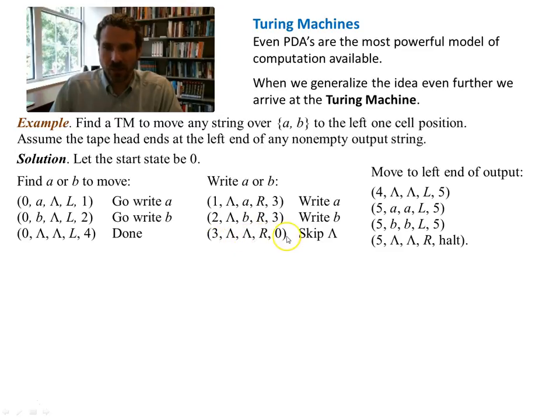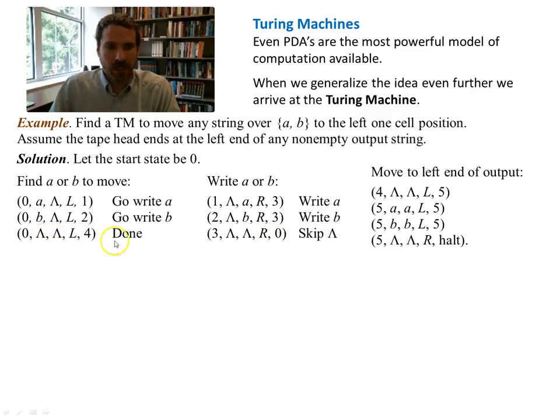And then we skip over. And then where we're at is we go back to 0. And then we'll go write an A or go write a B, 1 to the left. And so as you iterate through this whole process, you end up taking the A's and the B's and moving them 1 spot to the left, 1 cell to the left. And then when you're done with the whole thing, you move to state 4.